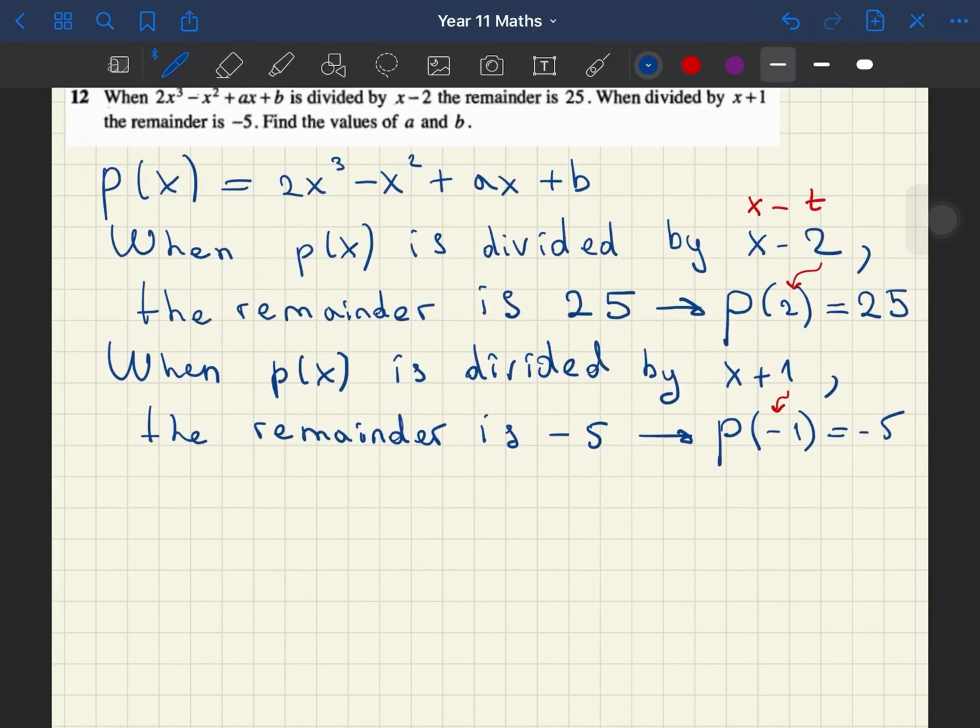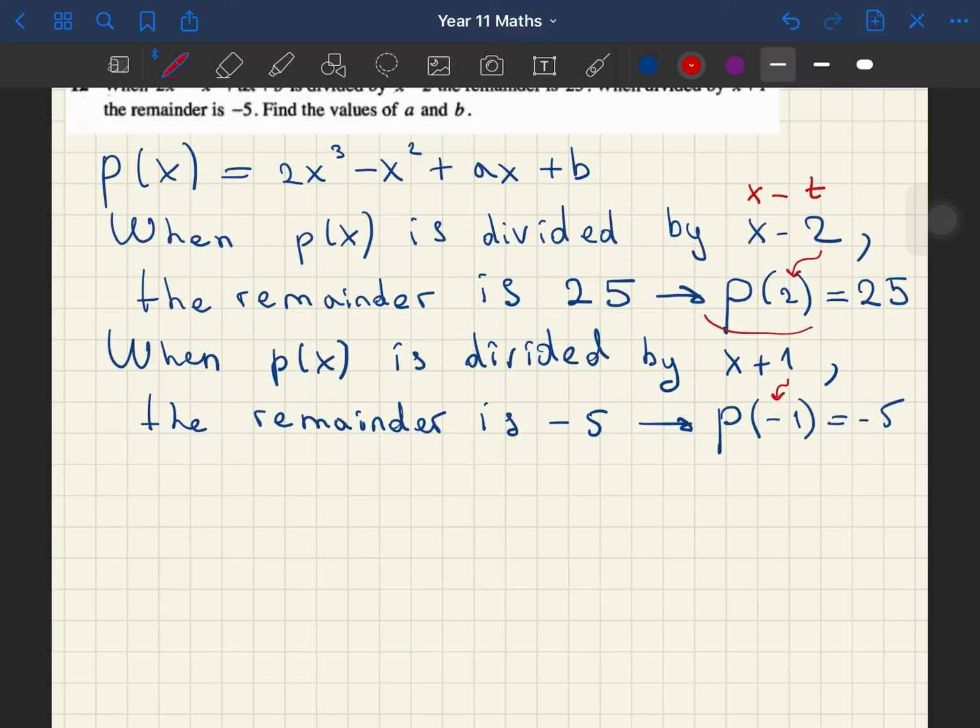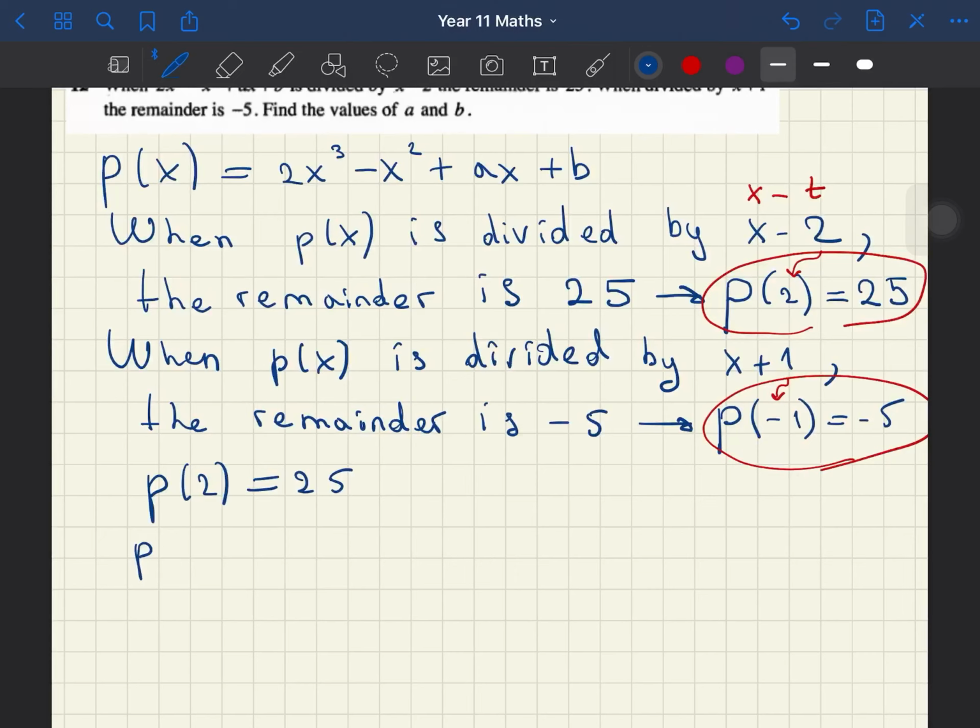So we have two things, right? This is the key part. P of 2 equals 25, and p of minus 1 equals minus 5. Let's find p of 2.